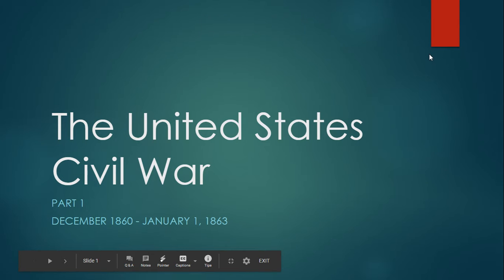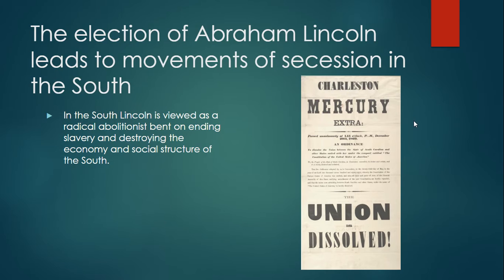Good morning. Today we are going to look at the United States Civil War. We are going to divide this into two parts, from 1860 to the beginning of 1863. As you saw last week, the election of Abraham Lincoln is going to anger the South. They're going to start moving towards secession, with South Carolina being the first one.